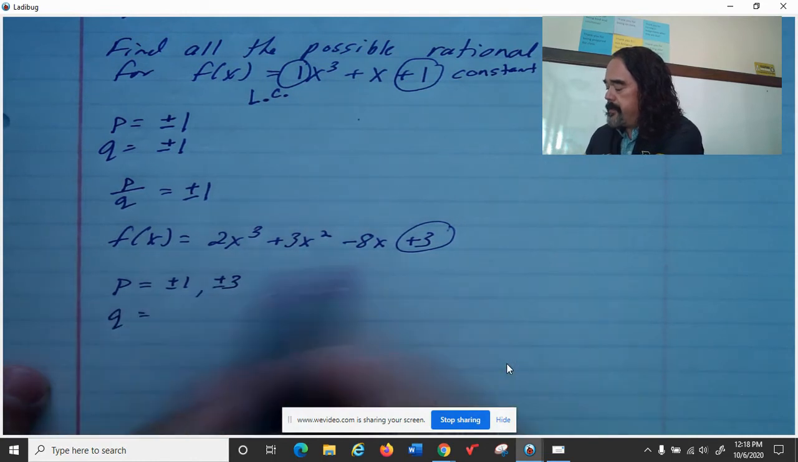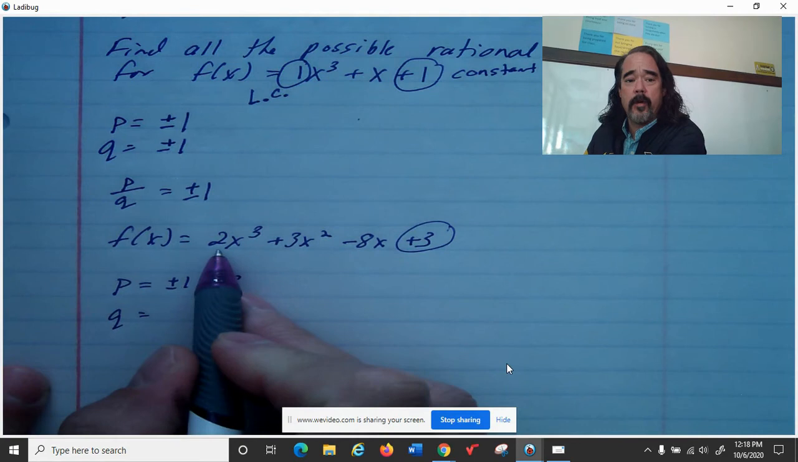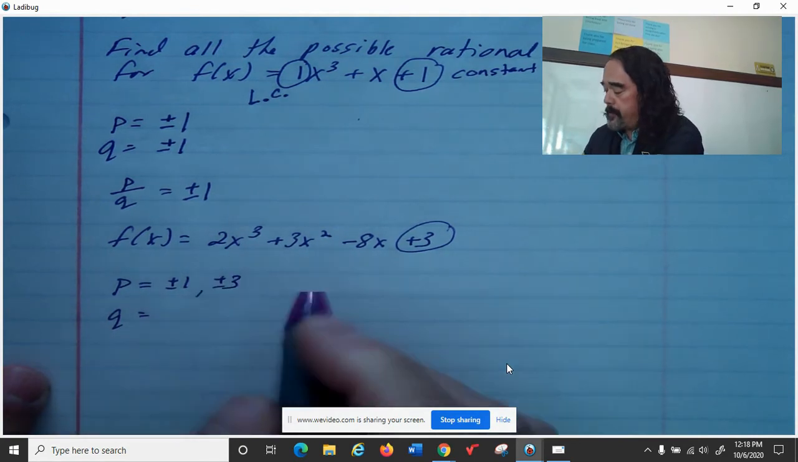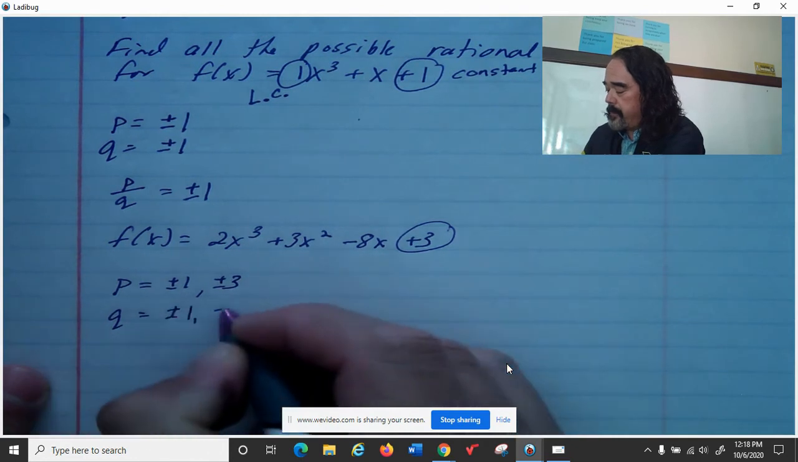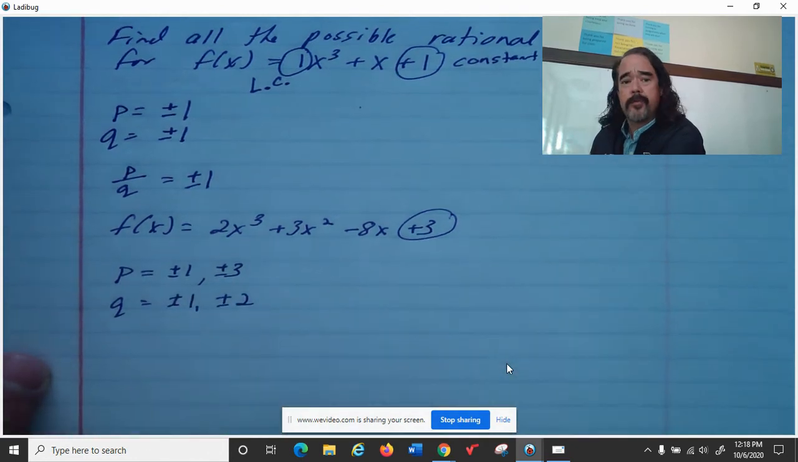Q. Q is the factors of my leading coefficient. My leading coefficient is a 2. So all the numbers that will multiply give me 2. 1 times 2. And the positive and negative of each. Then we'll do P over Q.